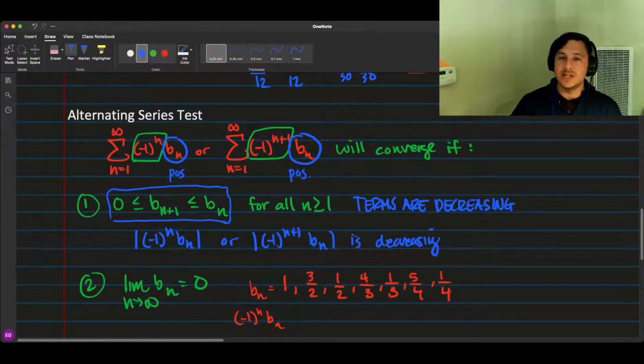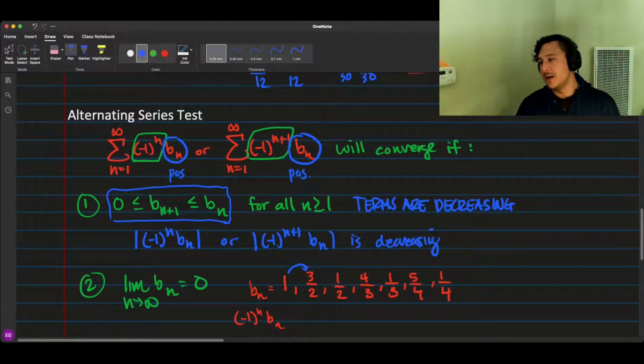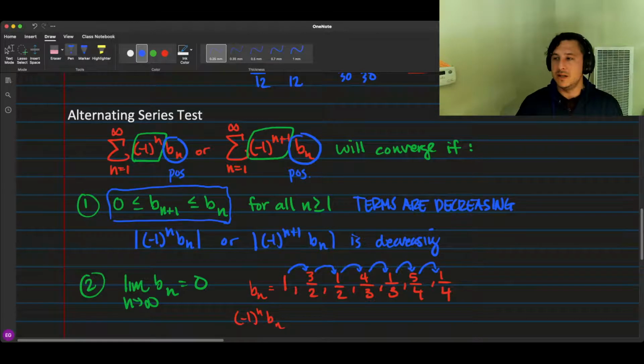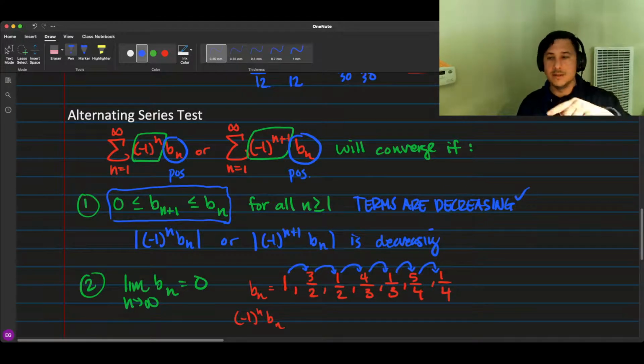Exactly. It has to get smaller every single time. Here, it gets bigger, and then it gets smaller, and then it gets bigger, and then it gets smaller, and then it gets bigger, and then it gets smaller. Unfortunately, the alternating series test requires that the terms are all decreasing. It has to decrease every single time.